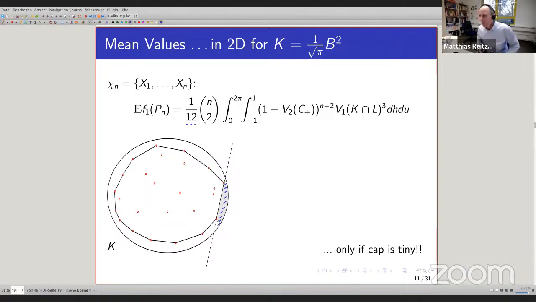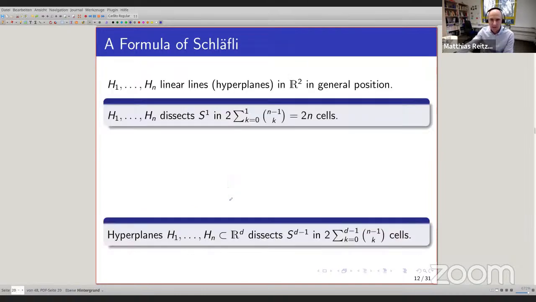This is only true if this cap is tiny. And I want to make it the other way around. If we have a large number of points, say 1 million points, then this will somehow force this cap to be tiny. And we will concentrate on that part of the problem when this cap is tiny, and then we will make more precise why this cap should be tiny. Intuitively, it's clear that it must be tiny for a large number of points, but can we make this more precise? And the starting point for this is a formula of Schläfli, which is somehow very nice.